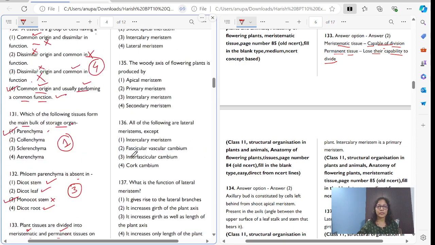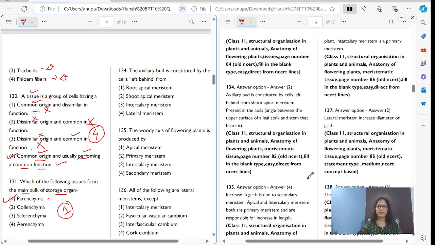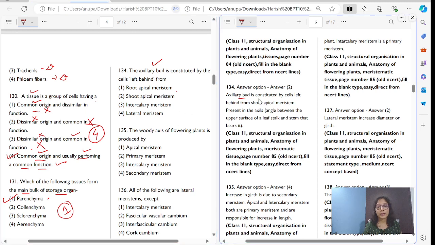Now let's move to question number 134, the next question. This question states that the axillary bud is constituted by the cells left behind from. Meaning, axillary bud is constituted by which type of cells? The options are root apical meristem, shoot apical meristem, intercalary meristem, lateral meristem. Mainly, axillary buds are constituted by the cells which are left behind by the shoot apical meristem.